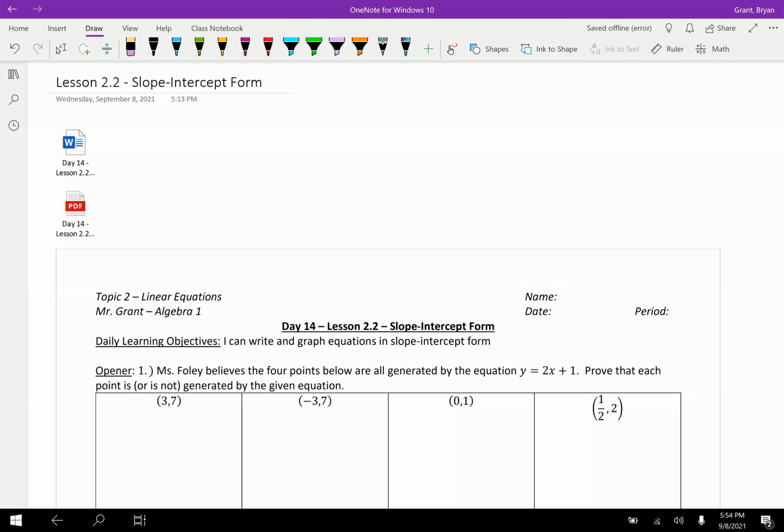Hello, marvelous Algebra 1 students, and welcome back to Topic 2, Linear Equations. As a reminder, last class we discussed how to find the slope of linear equations.